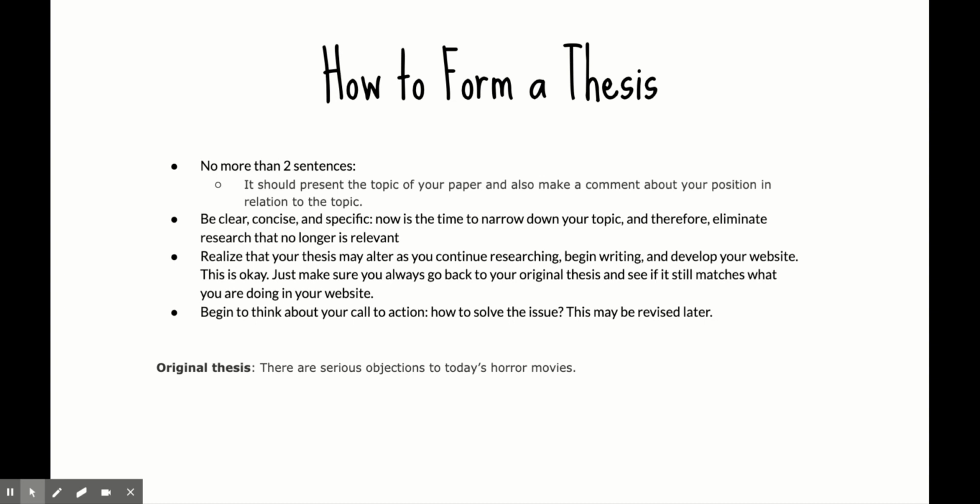A thesis is no more than 2 sentences. It should present the topic of your paper and also make a comment about your position in relation to the topic. It needs to be clear, concise, and specific. Now is the time to narrow down your topic and therefore eliminate research that is no longer relevant. So if you were starting off very, very broad, now is the time to narrow down.